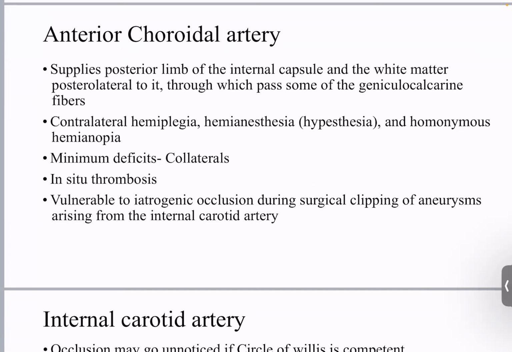Anterior choroidal artery. It supplies the posterior limb of the internal capsule and the white matter posterolateral to it, through which pass some of the geniculocalcarine fibers. Involvement of this artery can cause contralateral hemiplegia, hemianesthesia, and homonymous hemianopia. The deficits are usually minimal because of rich collaterals. It is usually an in situ thrombosis that is occurring. It is vulnerable to iatrogenic occlusion during surgical clipping of aneurysms arising from the internal carotid artery.